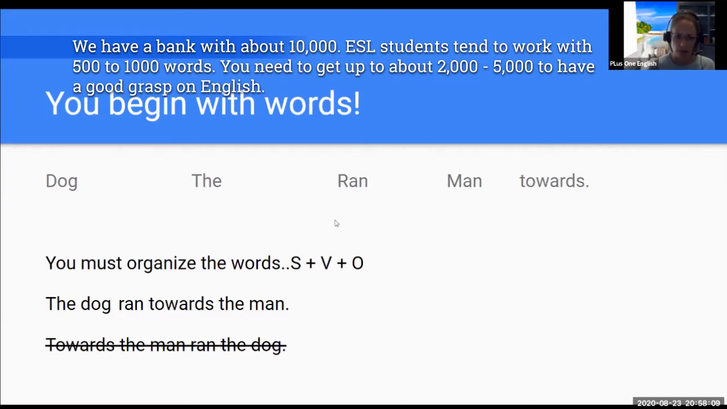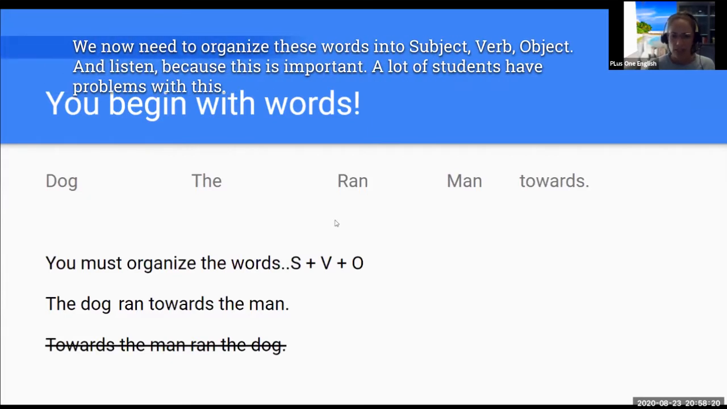We begin with simple words. We have words such as dog, the, ran, man, towards. We now need to organize these words in subject, verb, object. And I'm telling you, this is important. Please listen. Lots of students have problems with this. So this is a major important point you need to understand and follow.